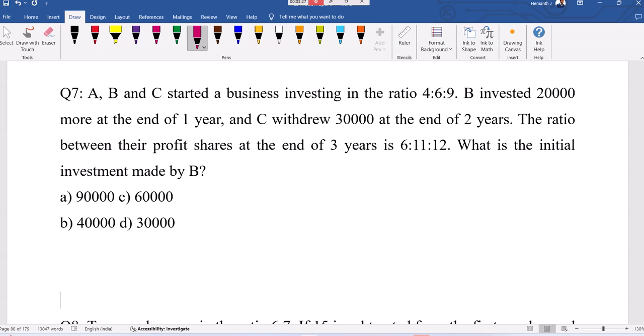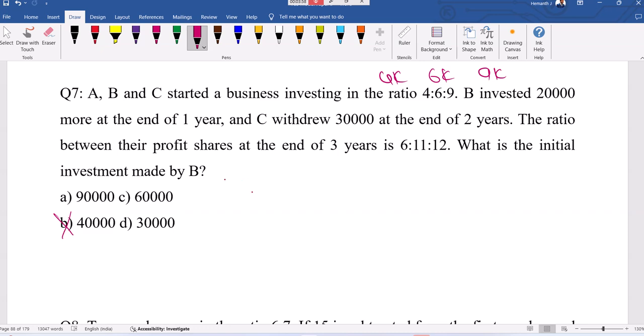Your answer should be divisible by 6 first of all. This cannot be divided by 6, but this is divisible by 6, this is also divisible by 6, because B's investment is 6K. A investment 4K, B investment 6K, C investment 9K. At the end of 1 year, B invested 20,000 more, C withdrew 30,000 at the end of 2 years. Profit share ratio is given.